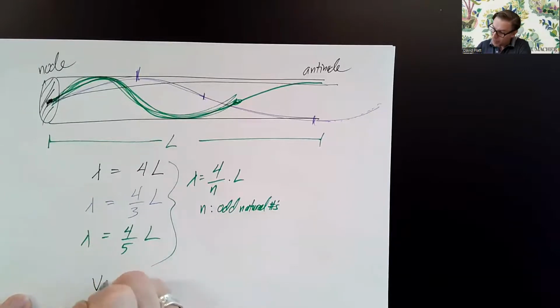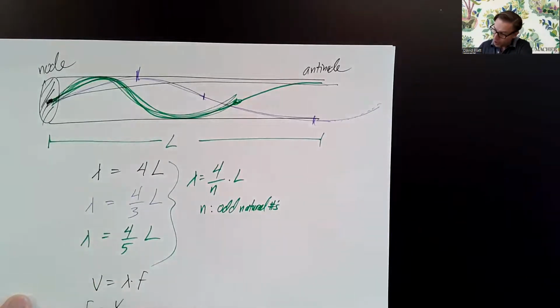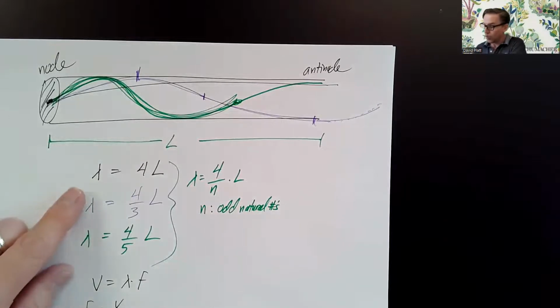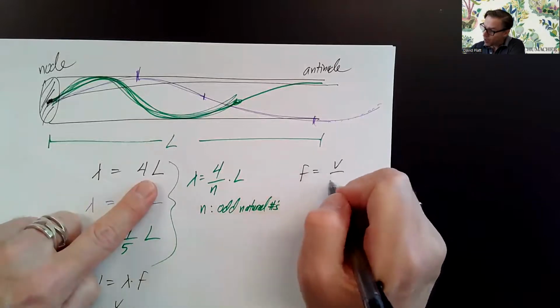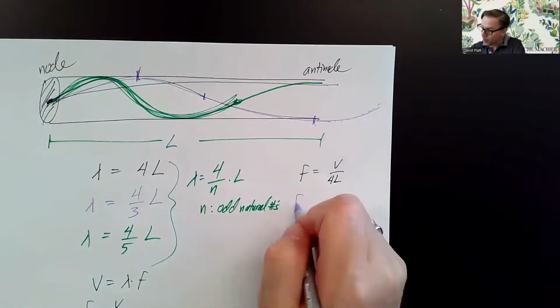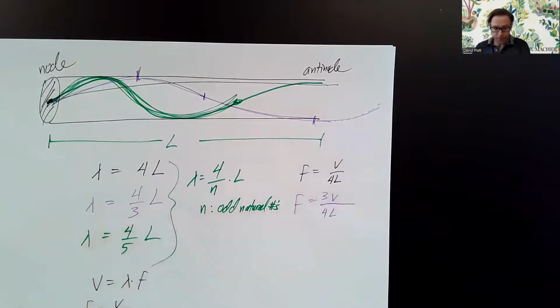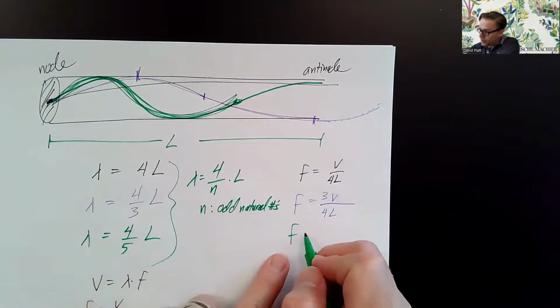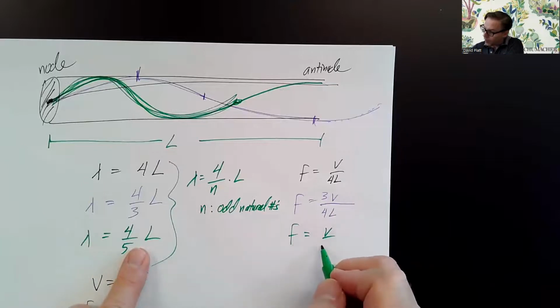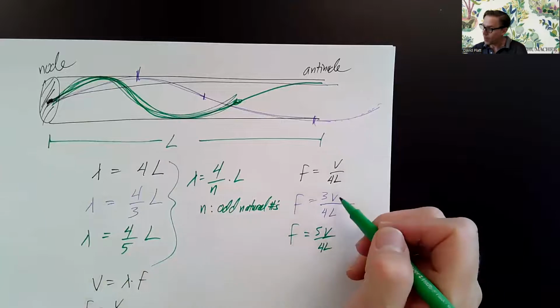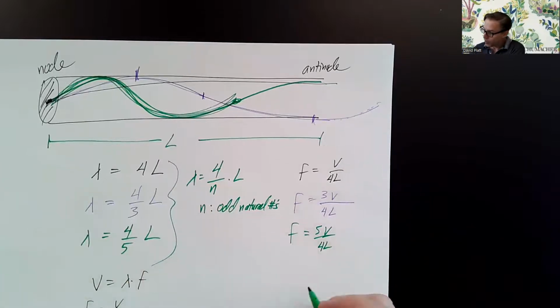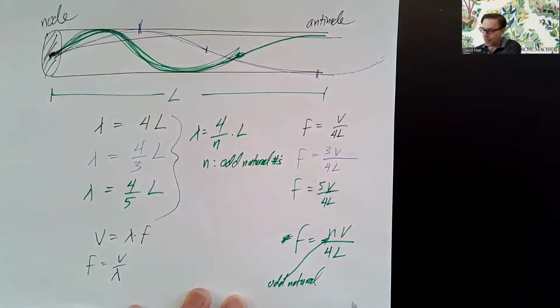And then since speed equals wavelength times frequency, frequency equals speed over lambda. So this frequency is V over 4L. This frequency is V over 4/3 L, which is 3V over 4L. And this wavelength turns into this frequency, V over 4/5 L, which is 5V over 4L. So I've got 1V, 3V, and 5V all over 4L. In general, the pattern is the frequency is NV over 4L, where N is odd natural numbers.